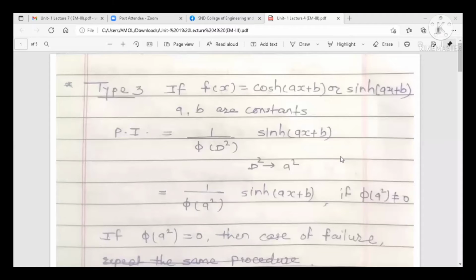We replace the terms of D square here, as with the trigonometric functions sine and cos. These are the hyperbolic functions here, sine and cos. In this case, we replace D square by positive a square, and so your PI is 1/phi of a square into sinh(ax+b). The condition is that phi of a square must be non-zero. If phi of a square is 0, then it is a case of failure.